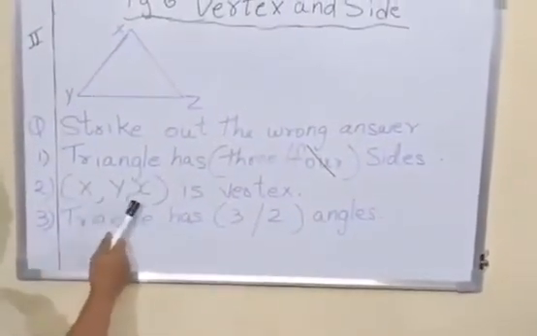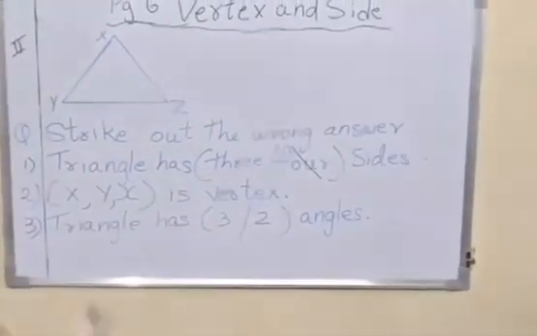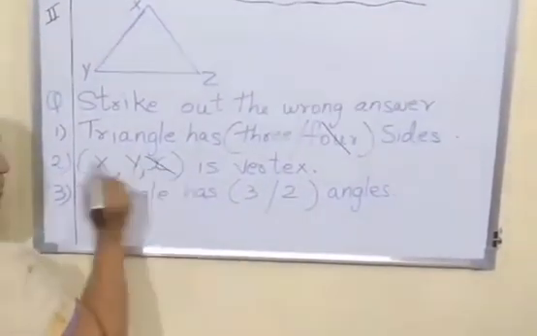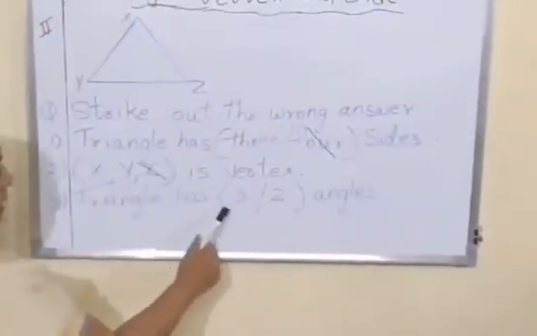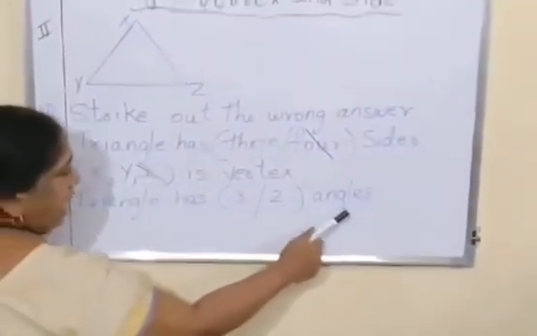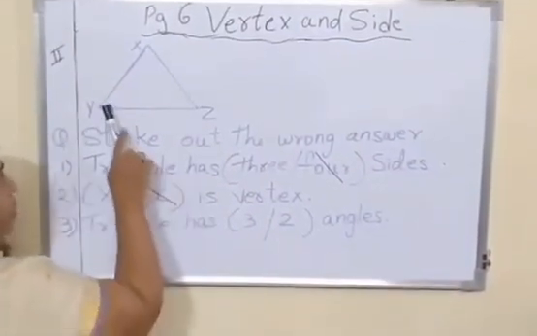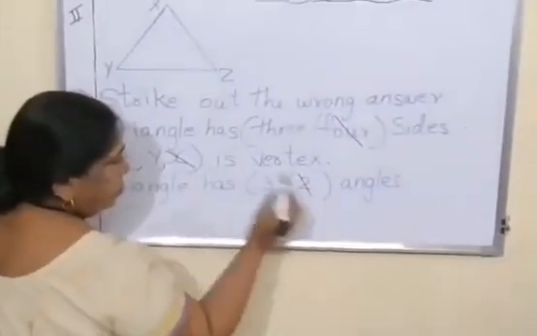Okay? Now see the second question. X, Y and small x they have shown you as the vertex. Now which is the vertex? X is correct. Y is correct. This one is not, so we will cut this down. Now see the third question. Triangle has 2 angles. How many angles does the triangle have? How many are there? 1, 2 and 3. So it is 3, and you will cut down this 2.